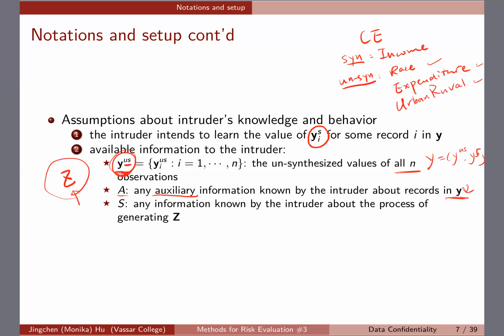And so this is A, what we're talking about is in addition to the Y^US, we're trying to make assumption what the intruder would know about anything else about the records in the Y^S. Okay, so keep in mind that generically we say that it's about Y, but it's really, once they know the Y^US, it's really about any extra information they might know about the Y^S here, okay? And then the last piece is S. We define it as any information known by the intruder about the process of generating Z, okay?